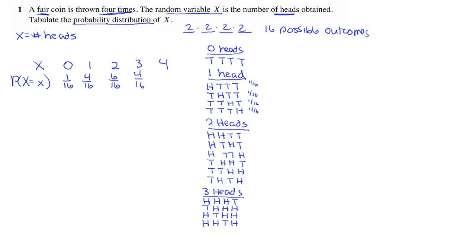And my last one is, how many different ways can I get 4 heads? Well, that's pretty easy. We could stop right here. There's only one way to do that: a head, and then a head, and then a head, and then a head. And the probability of that is going to be 1/16.